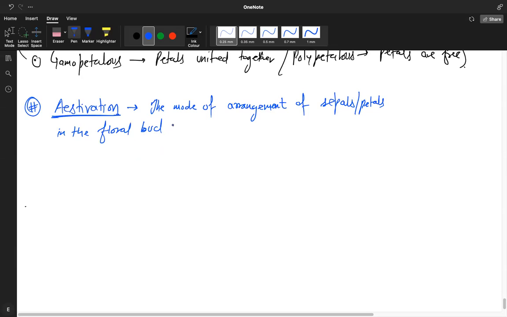And this arrangement is always studied with respect to other structures of the same whorl. Which means if we are talking about the first whorl, which is sepals, we have to stick to sepals. If we are talking about the second whorl, which is the petals, we have to stick to petals. So this is called estivation.